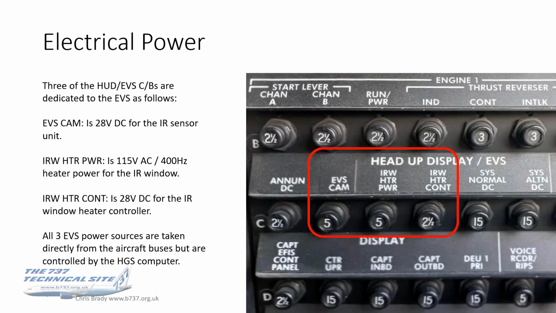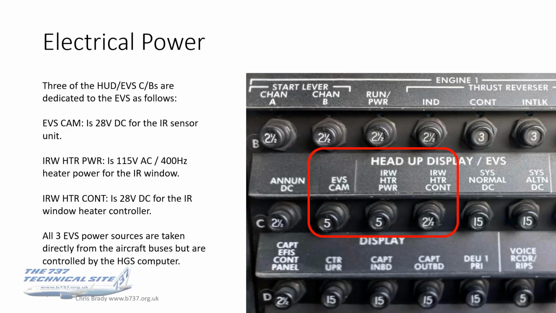Electrical power for the EVS system is slightly different. So you can see that the P18 2C row is labelled slightly different. It's labelled head-up display / EVS, and you've got 3 different circuit breakers on there. From the left, you've got EVS cam, which is 28 volt DC for the IR sensor unit, which is what they call the camera.